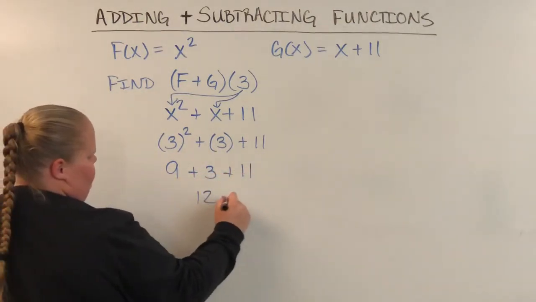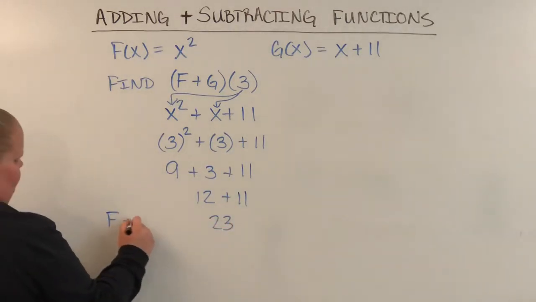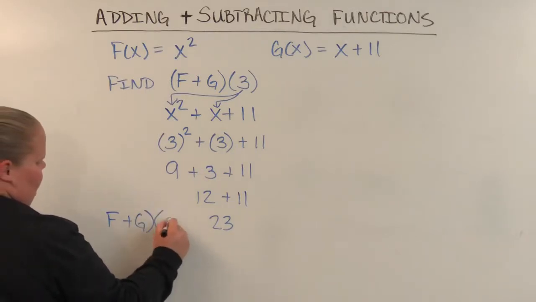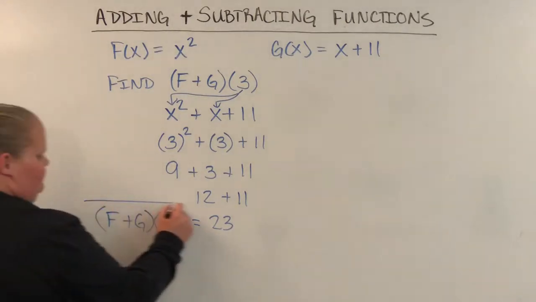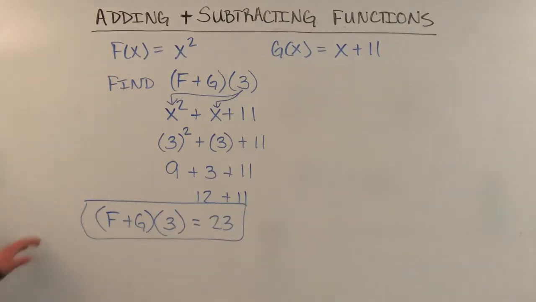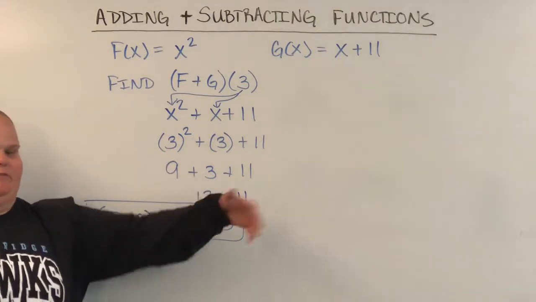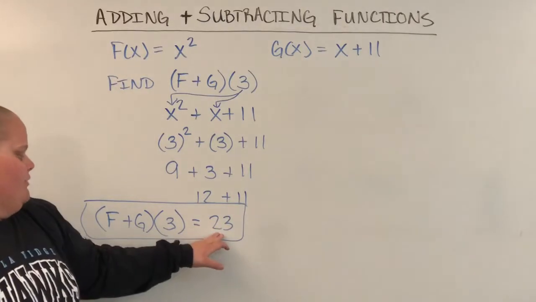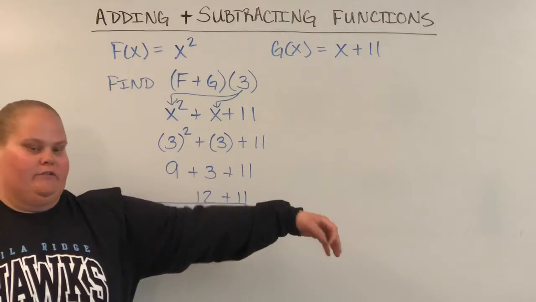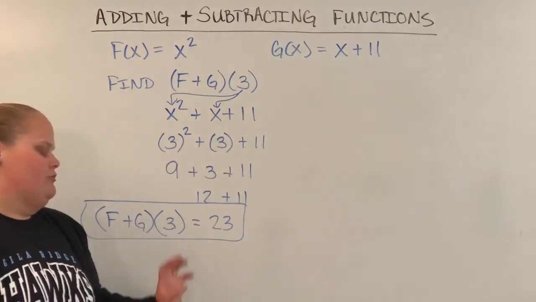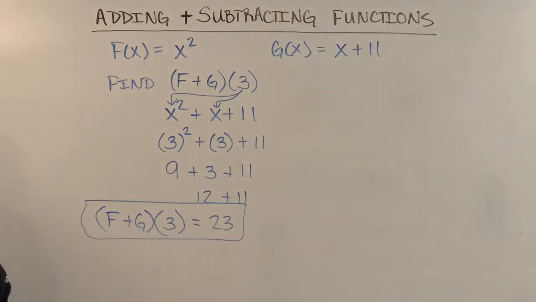That's going to be 12 plus 11. That's going to be 23. So f plus g of 3 equals 23. And that's my answer. The difference here, the reason that this is an actual number, instead of leaving our answer as x plus something or x minus something, is that we don't have a variable here because we were asked to plug in 3 into our x spots, so into our variables. So that's why this answer is an actual number.